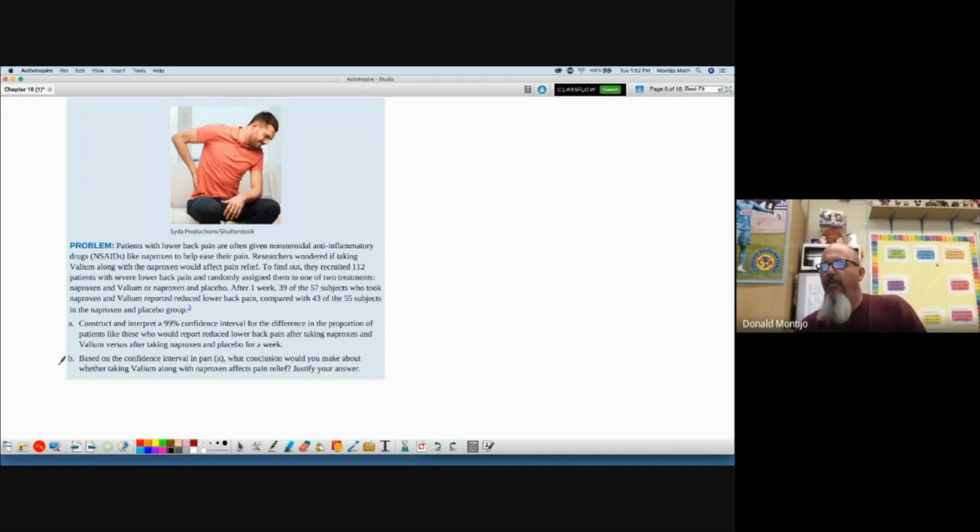After 1 week, 39 of the 57 subjects who took the drug with the Valium had reduced lower back pain, while 43 of the 55 in the other group had reduced lower back pain. Sorry, I had trouble getting that out. Okay, so construct and interpret a 99% confidence interval for the difference in the proportion of patients like these who would report reduced lower back pain after taking naproxen and Valium versus the naproxen and the placebo.